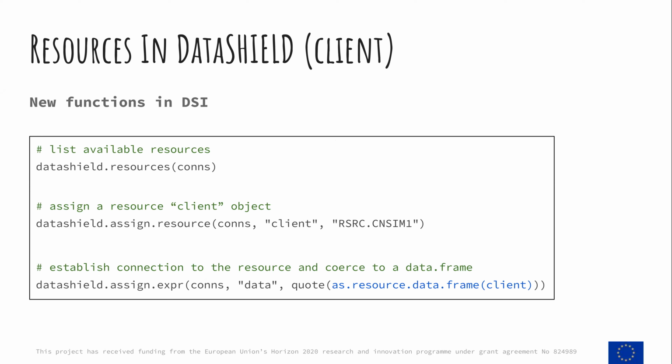It's possible to list the resources that are available on the connection. It's possible to assign a resource, but when you assign a resource, you will create the object that will take care of establishing the connection and retrieving the data. And afterwards, you can do the coercing to a data frame with a function. That one is called as.resource.data.frame. It tells a client object to establish a connection with the data and make it a data frame. So we're back in the standard DataSHIELD procedure on the server side.